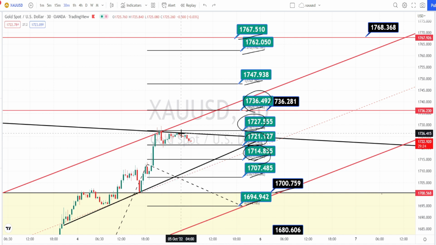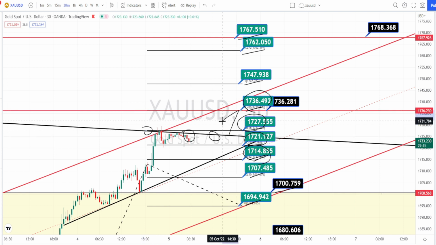And once the price action breaks this daily time frame resistance line of the bearish channel pattern, we can expect the bullish trend to continue in 30 minutes time frame also. Let us mark the support and resistance levels for 15 minutes time frame.